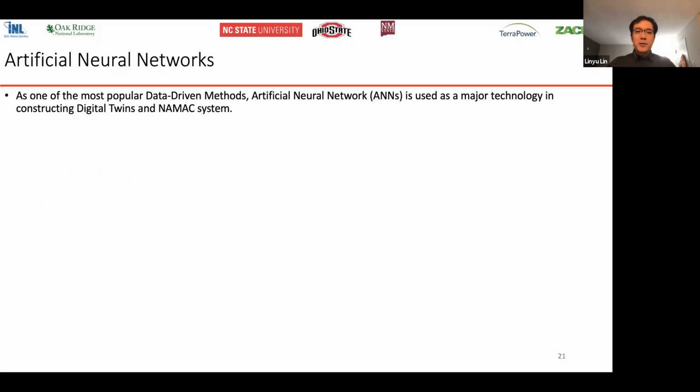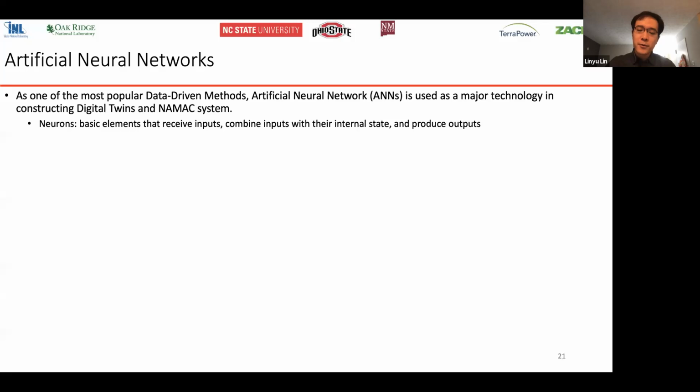First of all, the first advanced algorithm is artificial neural nets, and I'm sure most people are quite familiar with this approach. It's one of the most popular data-driven methods, and it's also used as the major technology in the WAMAC project for constructing a digital twin and finally contributing to the WAMAC system.